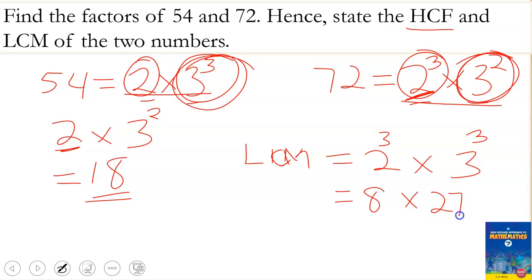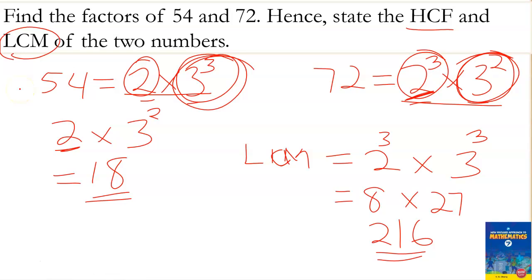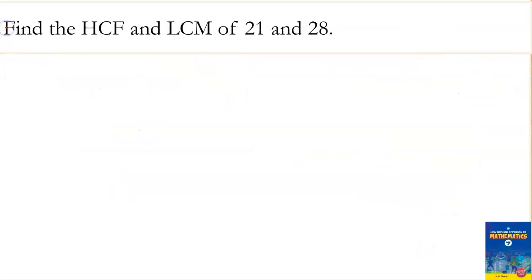Now, when we multiply this together, we have 216, and that becomes the answer. So the least common multiple of 54 and 72 is 216. Beautiful. I'm sure you've gotten the concept clear. Okay, let's try the last example, then we can go ahead and solve more questions in your book.